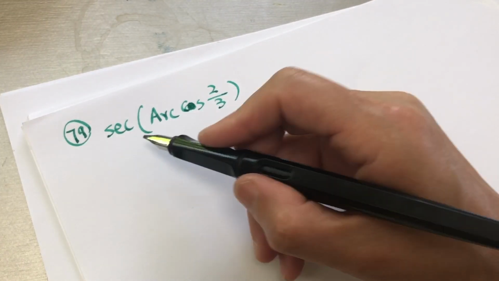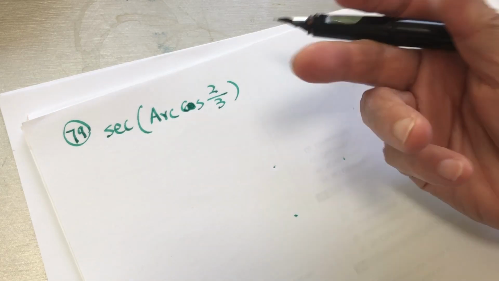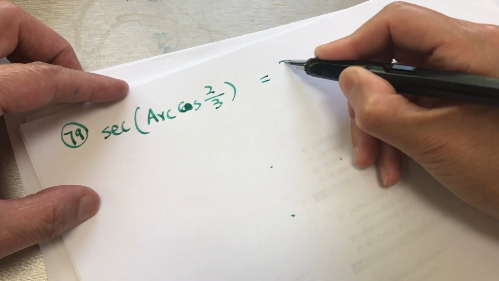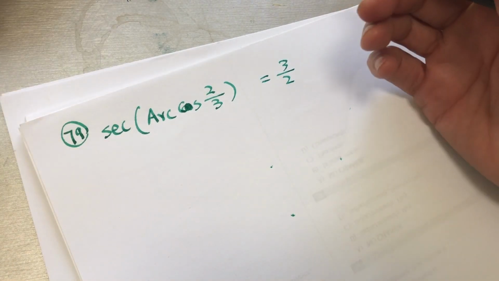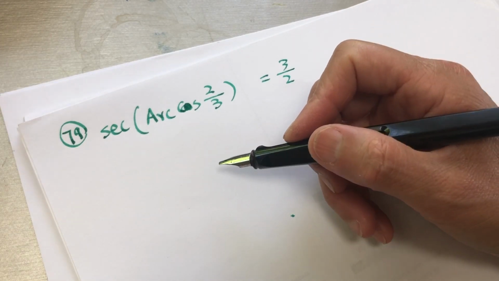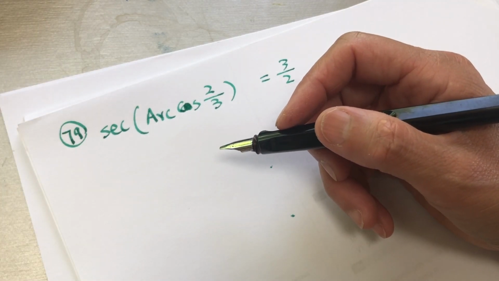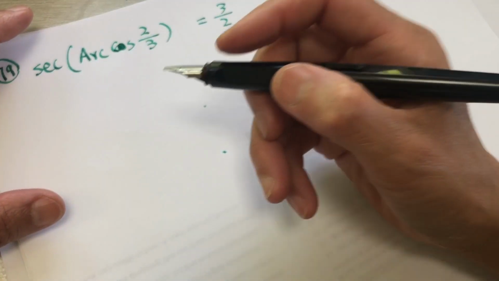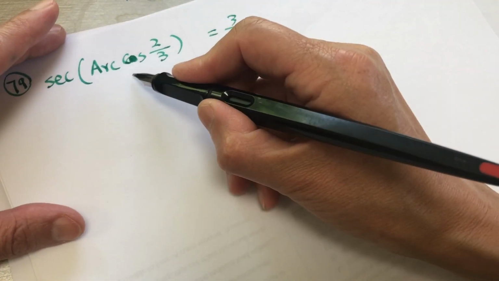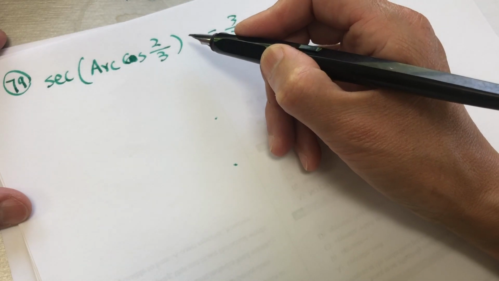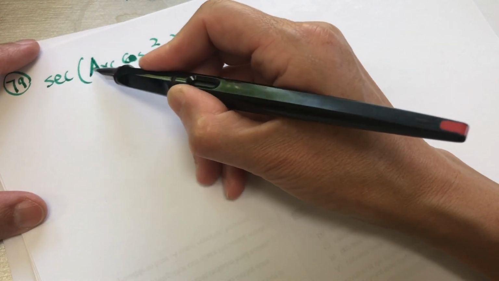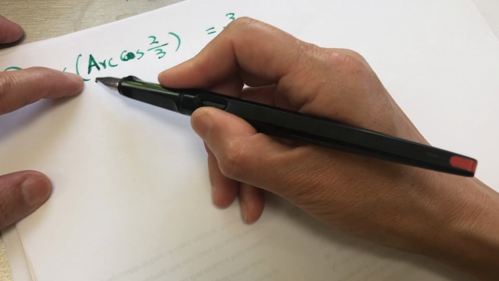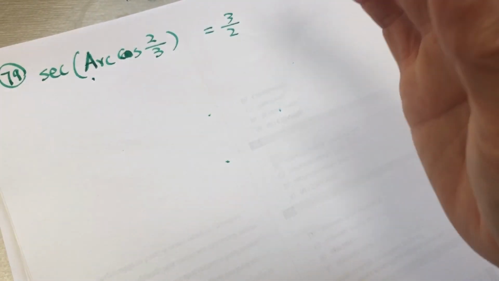Okay, one thing we know, secant and cosine are reciprocals. So the result is 3 over 2. I already know, because last night I did it, and I spent time, and now I understand the pattern. Now we will explain why it is so. Once upon a time, there is an angle whose cosine is 2 over 3. And this is arc cosine, with a capital, so it means it is within the domain.